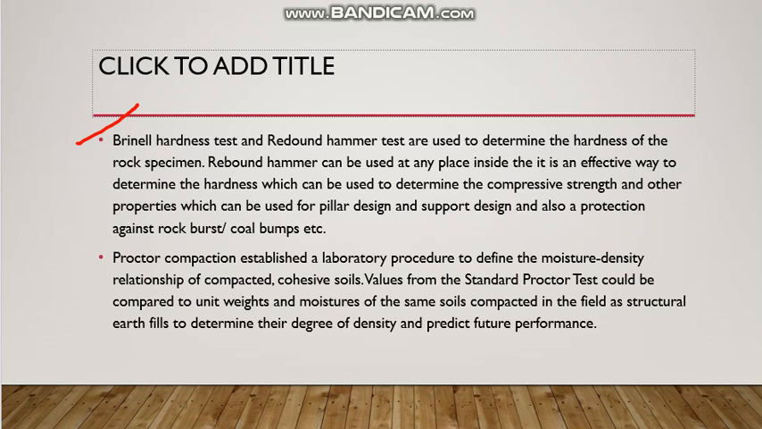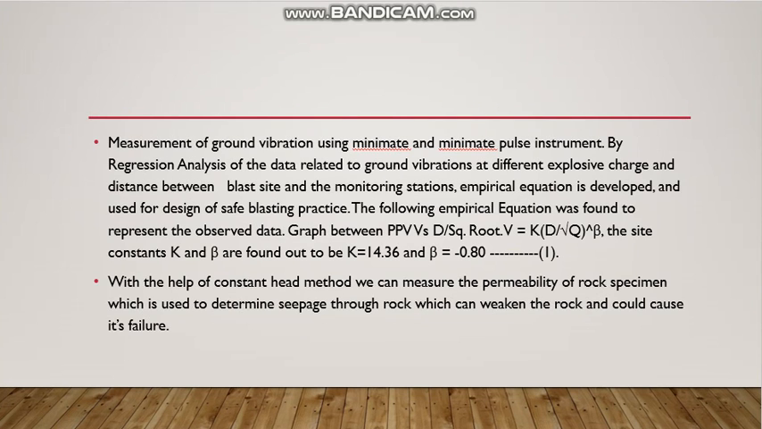Brinell hardness test and rebound hammer test are used to determine the hardness of the specimen. The rebound hammer has an advantage as it can be used anywhere in the mine. It is very simple and easy to use. Proctor compaction establishes a laboratory procedure to define the moisture density relation of compacted soil. There are other experiments such as measurement of ground vibration using Minimate and Minimate Plus.